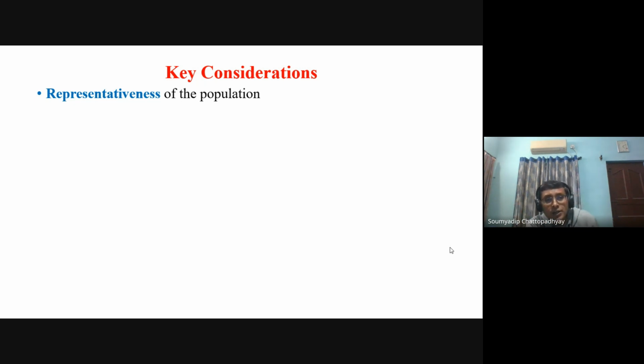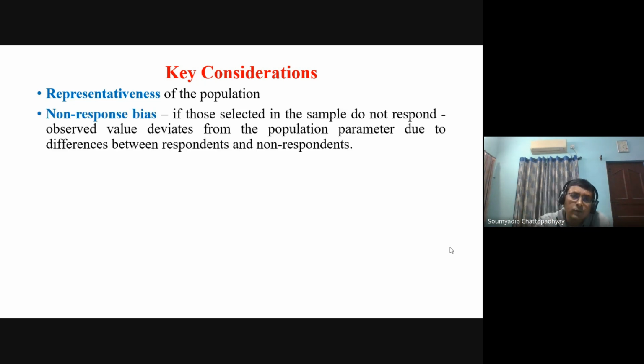First, we have to ensure the representativeness of the population. That means your sample should be representative of the population. Second, you should minimize the non-response bias. These kinds of non-response biases are observed in many cases, for example, in the surveys we generally undertake in the urban areas. There are many problems of non-response bias, but we have to minimize it.